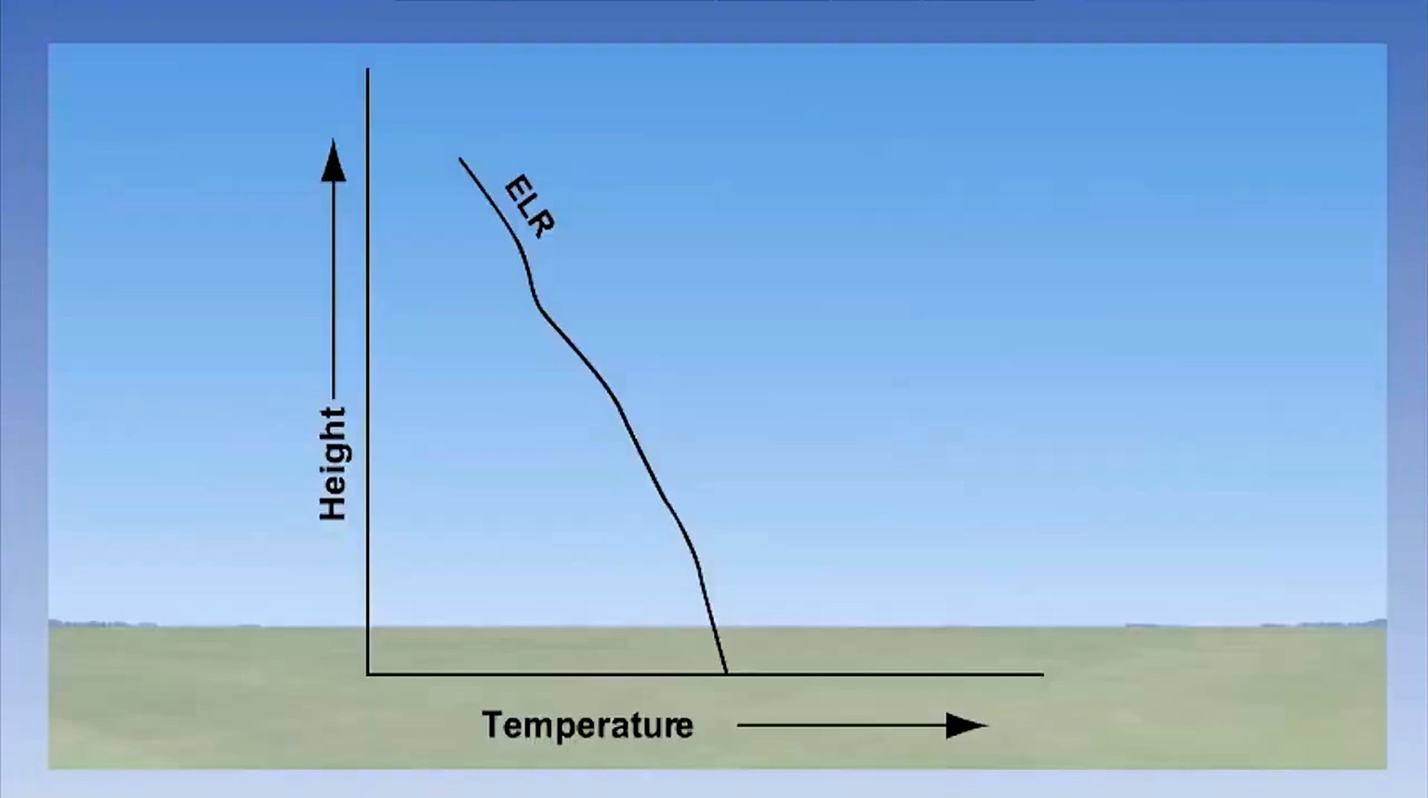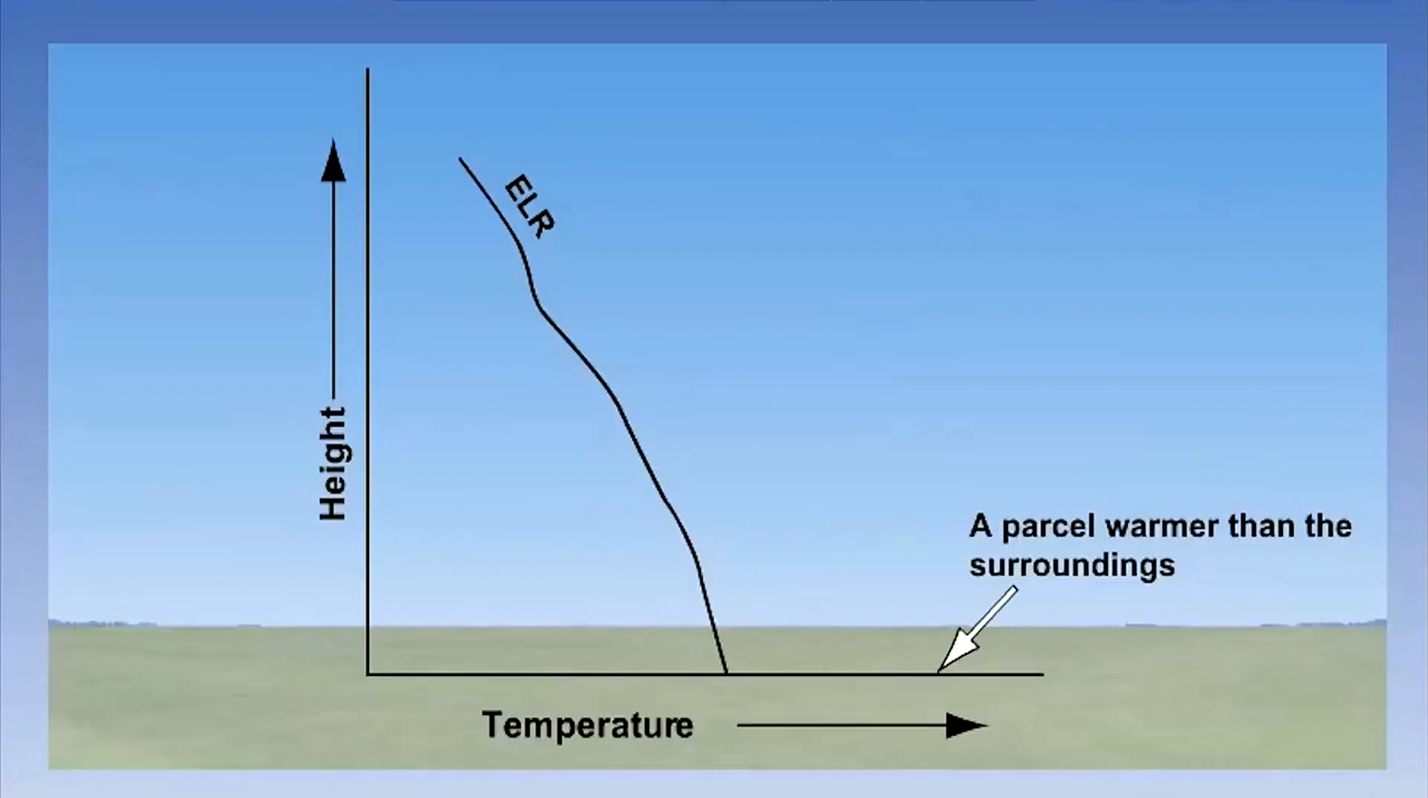Let us look at the convection process in a bit more detail. Consider a parcel of air forced to rise by surface heating. The parcel will then be warmer than its surroundings, the ELR, and hence buoyant. The parcel of air will therefore start to rise, and since it is unsaturated, the air will cool at the dry adiabatic lapse rate of 3 degrees per 1000 feet of ascent, or 1 degree per 100 meters.